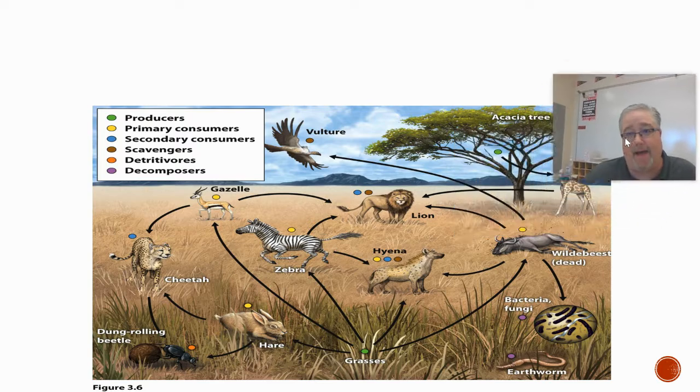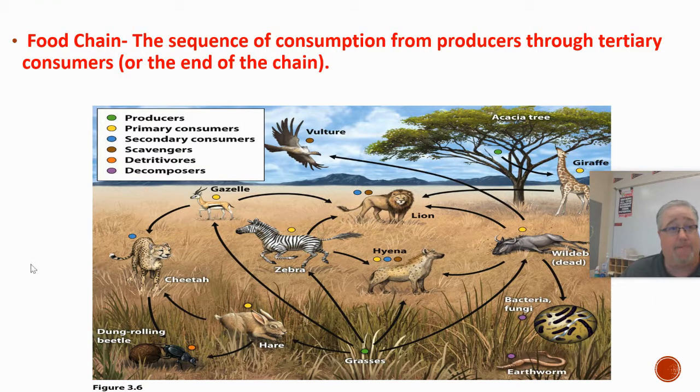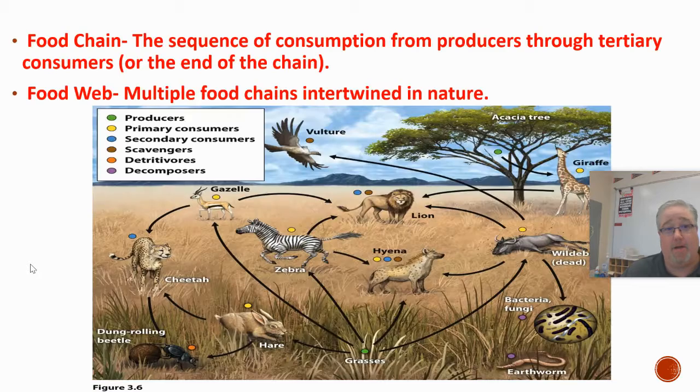Here we have a food web. Now, a food web is basically just a whole bunch of food chains entangled together. So, for example, we can look at this scene. Let's say this is a savanna in Africa somewhere. You probably recognize some of the animals. Again, we can start down here with the grasses. That would be a producer.